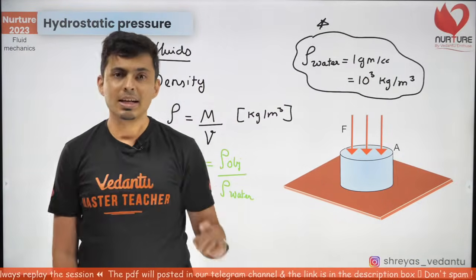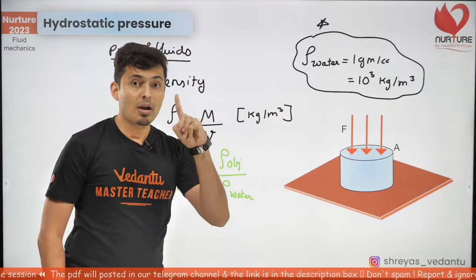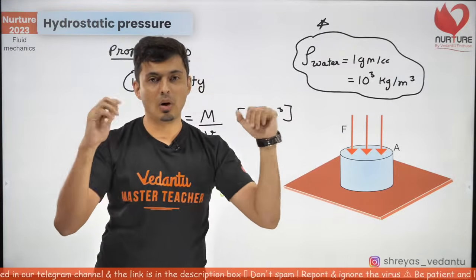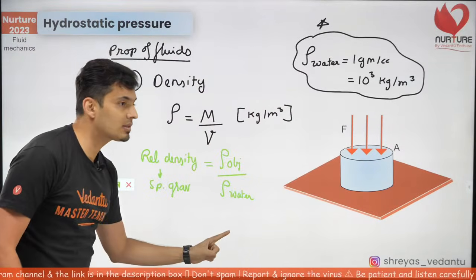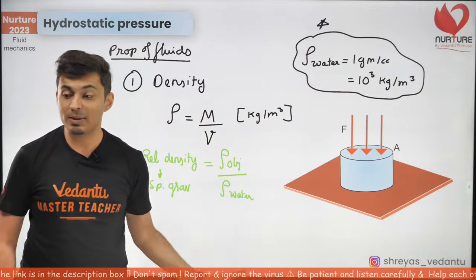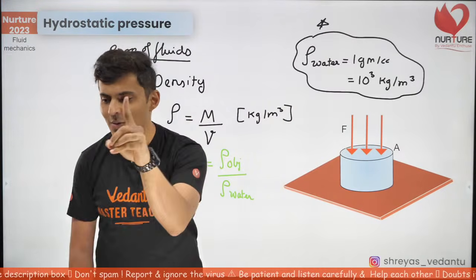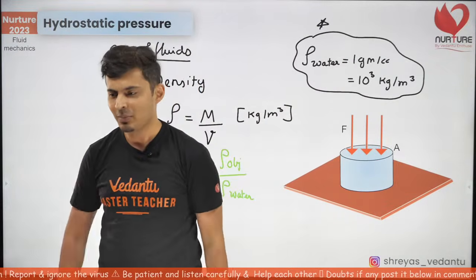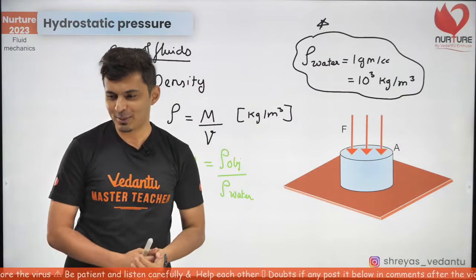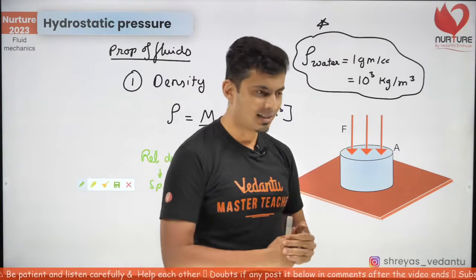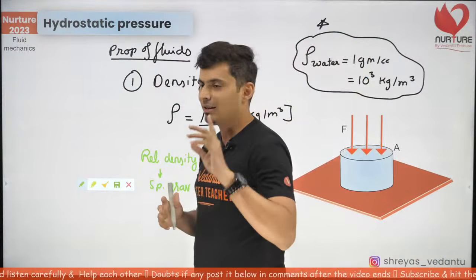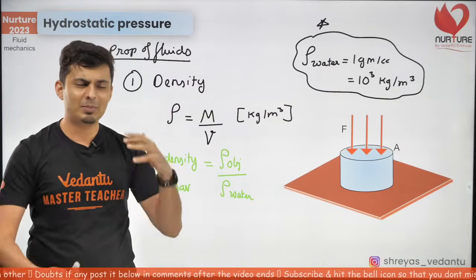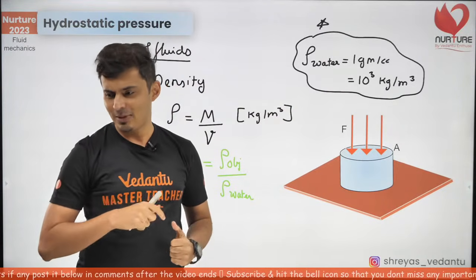So guys, think about it. If the specific gravity is 1, that means it's as dense as water. If the specific gravity is 1.3, then what do you think will happen? Put it up in the chat box. By common sense, by general knowledge, by your past experiences, what do you think will happen?